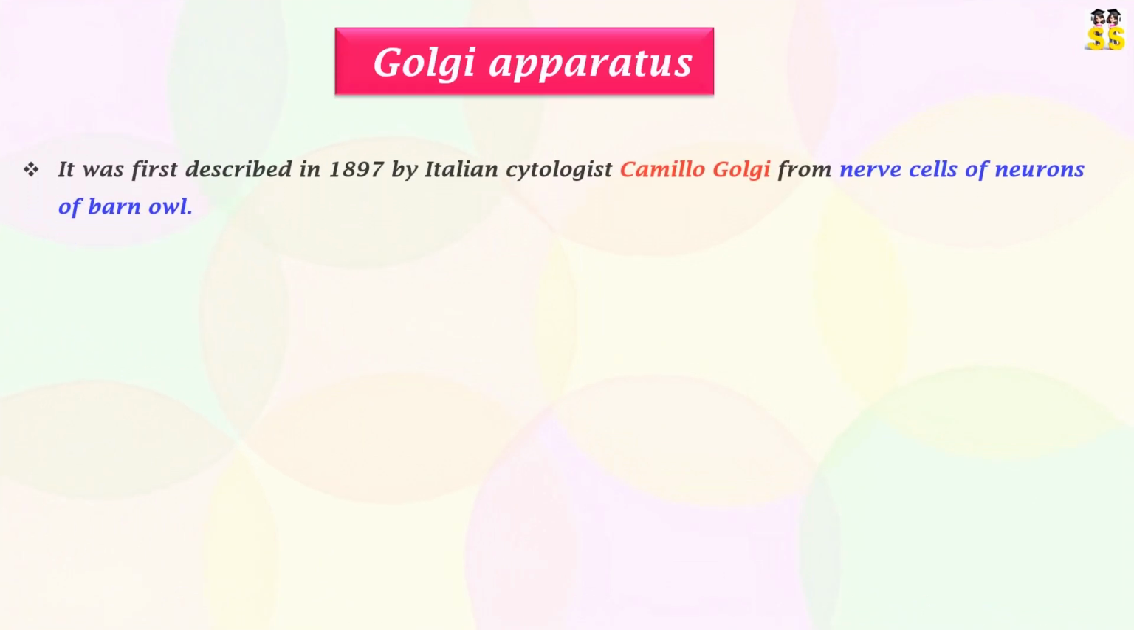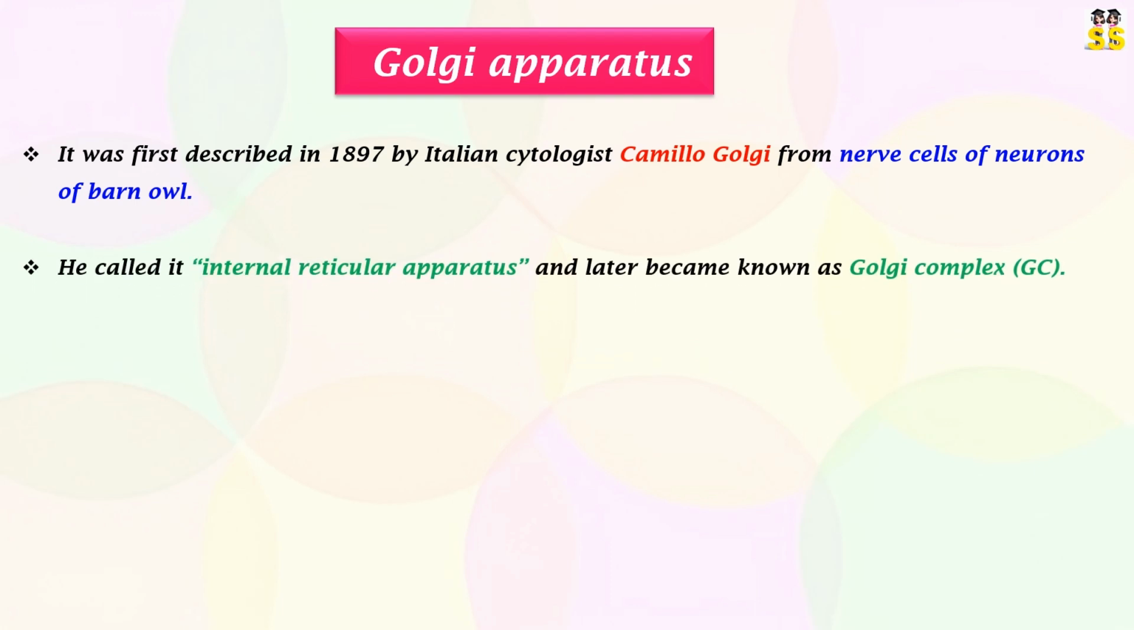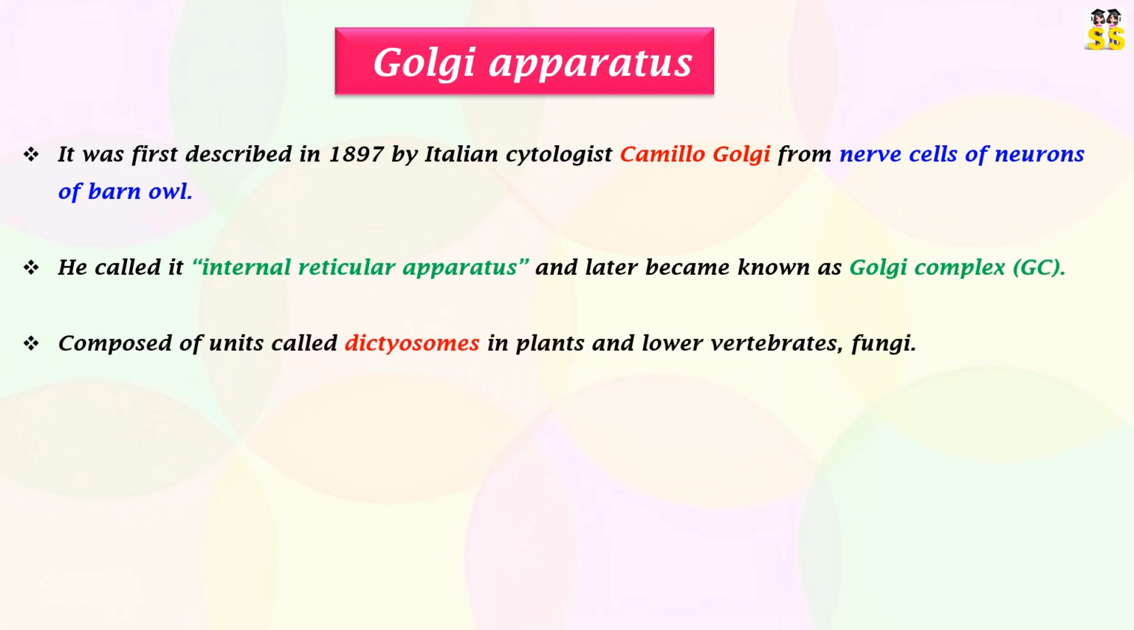Golgi apparatus. Italian cytologist Camillo Golgi first discovered the Golgi apparatus in the nerve cells of neurons of barn owl in the year 1897. He called it internal reticular apparatus, and later it became known as Golgi complex, abbreviated as GC. It is composed of units called dictyosomes in plants, lower vertebrates, and fungi.